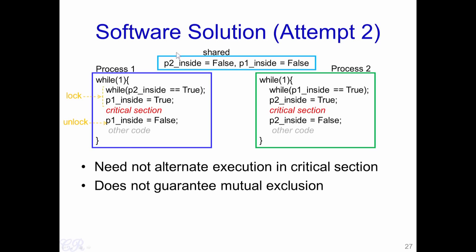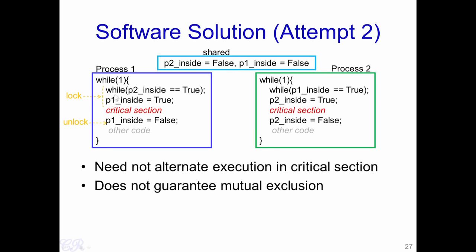Process 2 changes it from false to true or true to false, while process 1 only reads the status of this flag. It only determines whether the flag is true or false. Similarly, the second flag is P1 inside. Now, these flags P2 inside and P1 inside are used during the locking and unlocking of the critical section.